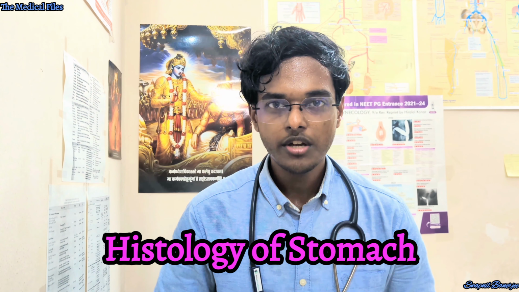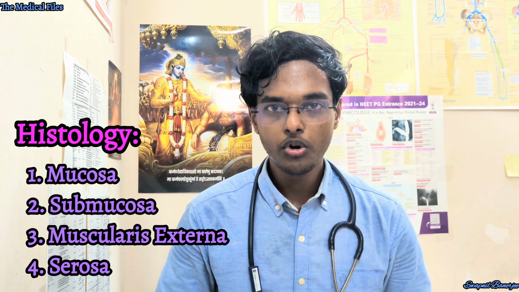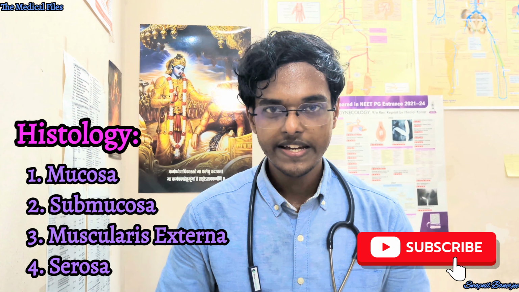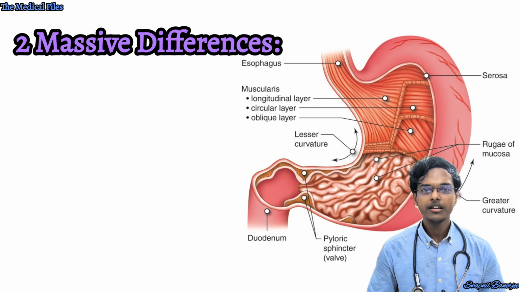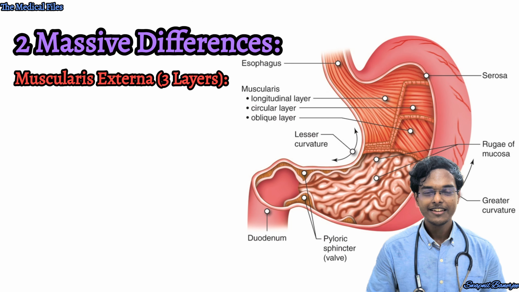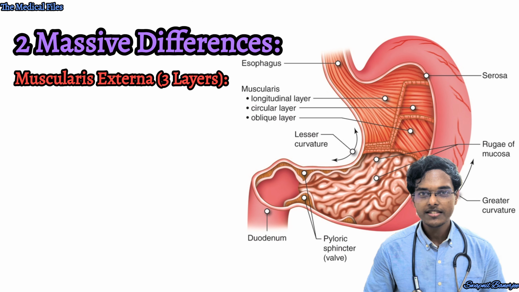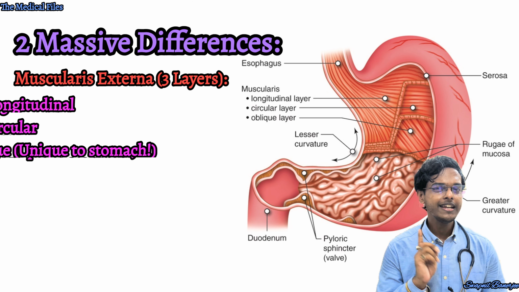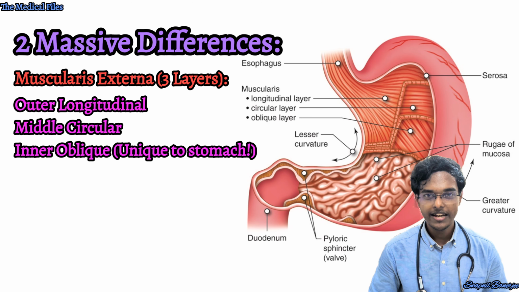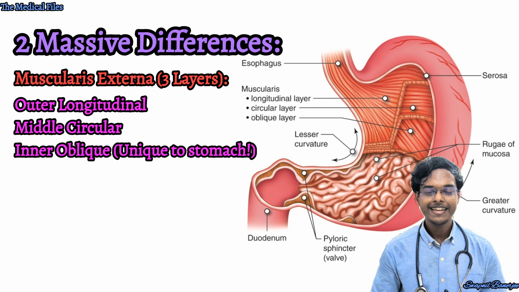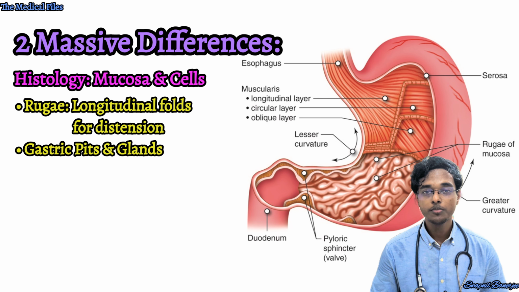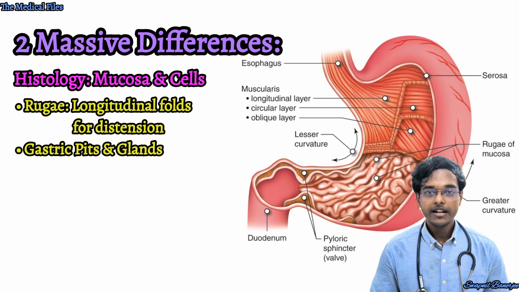Now talking about histology of stomach. Normally in our GI system, we have 4 layers. They are mucosa, submucosa, muscularis externa and serosa. But in case of stomach, you will have to remember there are 2 massive differences. One is in the layer of muscularis externa. In case of other GI parts, it contains only 2 layers. But in case of stomach, it contains another layer, that is the oblique muscles. The mucosa contains some longitudinal grooves. These grooves are called rugae. If we dive down, it contains some pit-like structures and glands.